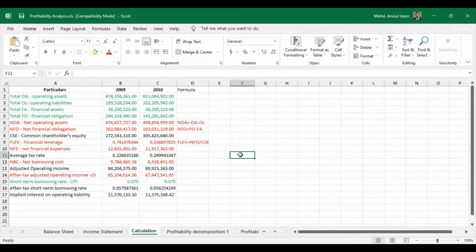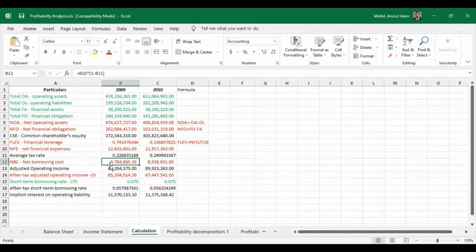Okay, so next one, when we have the borrowings, we already have learned that this company has a net financial expense positive number. That means this company has more borrowing than the investment of surplus cash. Okay, so this company incurs this amount of net borrowing cost. So how can we measure it?